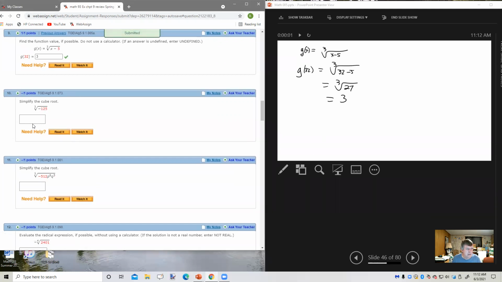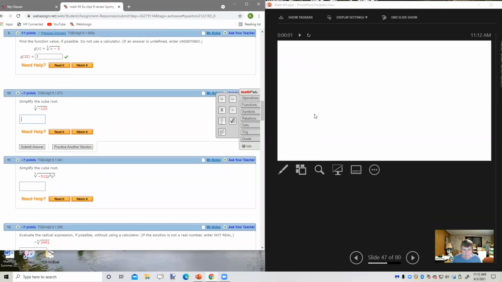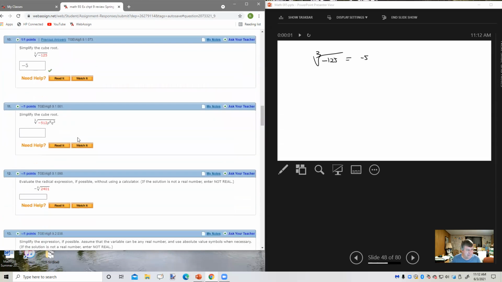All right, let's take a look at this one. Simplify the cube root. So the cube root of negative 125 is negative 5. We had one just like this earlier. You can take the cube root of a negative number. You can't take an even root of a negative number.